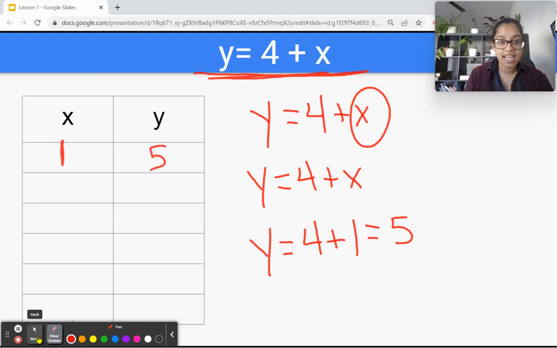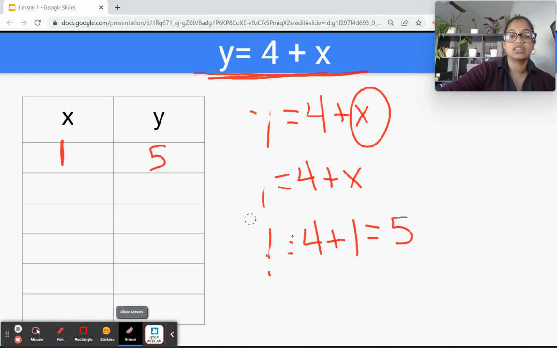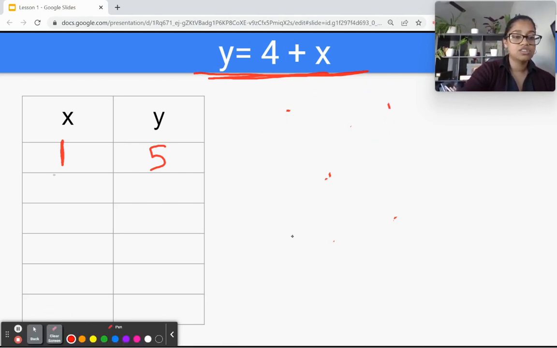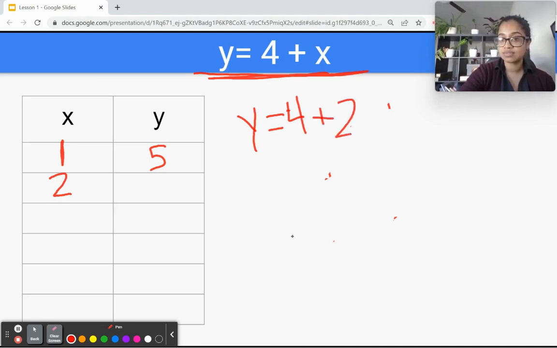All right, let's go ahead and do another example. Let me erase all of this right here, and we'll go ahead and do this again. This time, we're going to do x equals 2. So I know that y is equal to 4 plus x, which in this case is 2. So I know that y equals 4 plus 2, which equals 6. So when x equals 2, y equals 6.